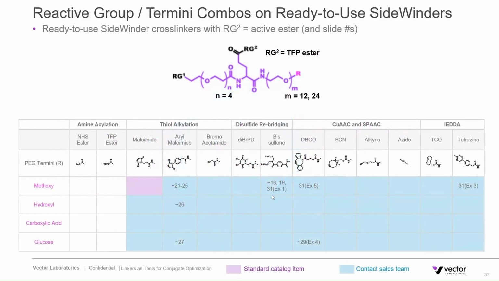This matrix shows the typical reactive group PEG termini combos on some of these sidewinders, and this is with the reactive group as the TFP ester. The numbers, again, denote the slides if you would like to go back and see the advantages of using some of these types of linkers in those conjugates. The product coded purple is the only standard catalog item, but it is the most common maleimide active ester combination with the shielding MPEG. And the products coded blue, we have the building blocks around, but they're just made to order, so you would need to contact the sales team.